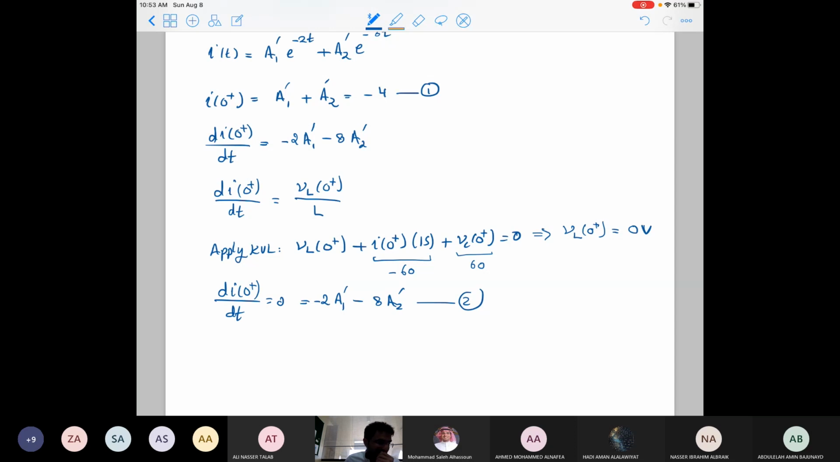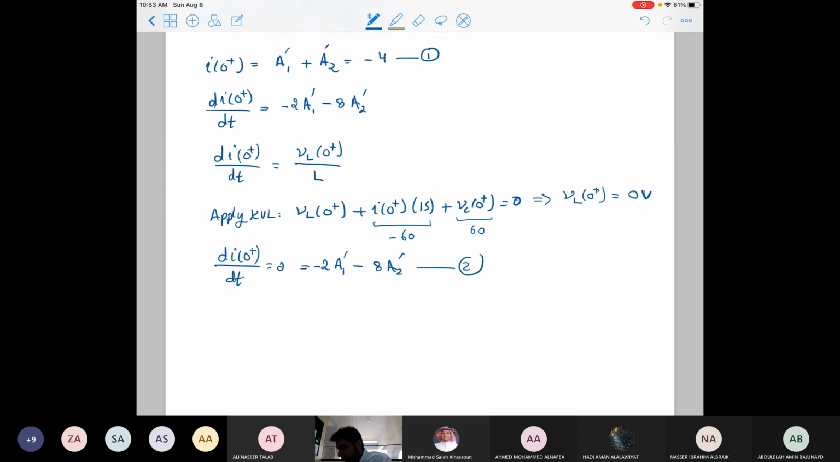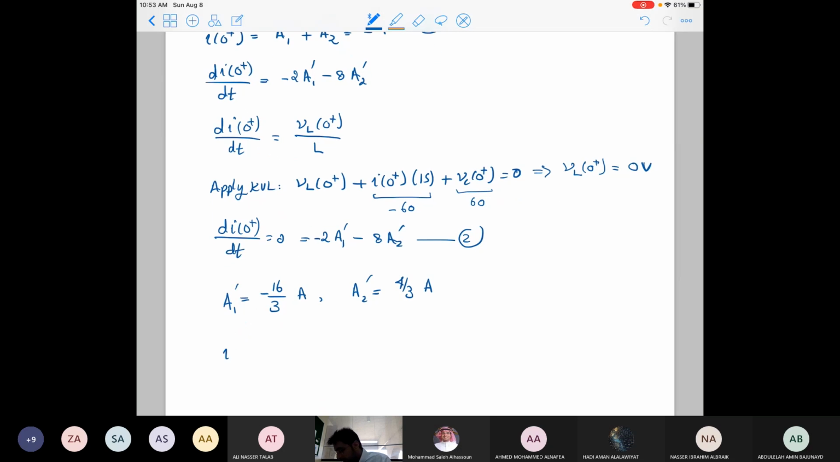So I have two equations, two unknowns. If I solve for them, I will get A1 prime to be minus 16 divided by 3 amperes. A2 prime is going to be 4 divided by 3 amperes. Then i of t is going to be minus 16 divided by 3.